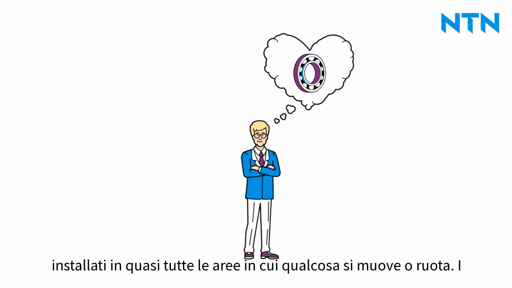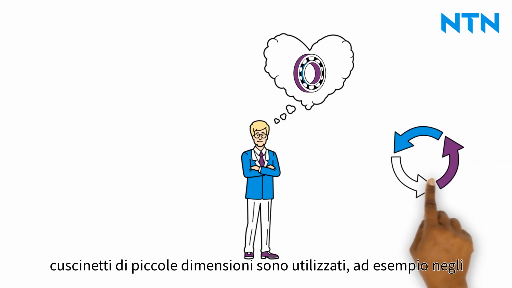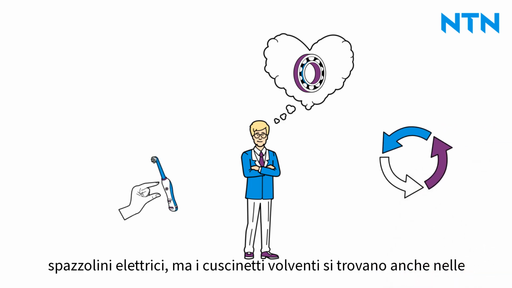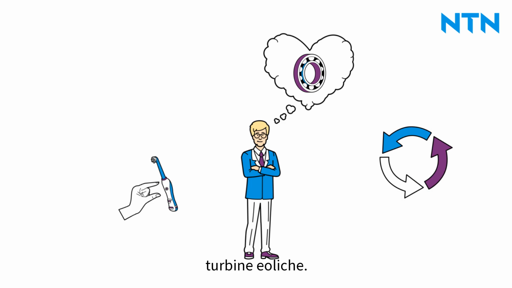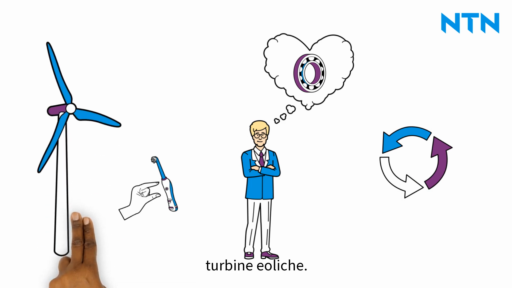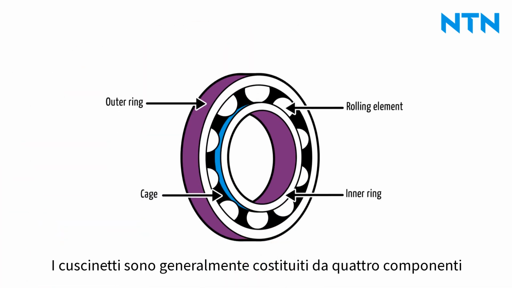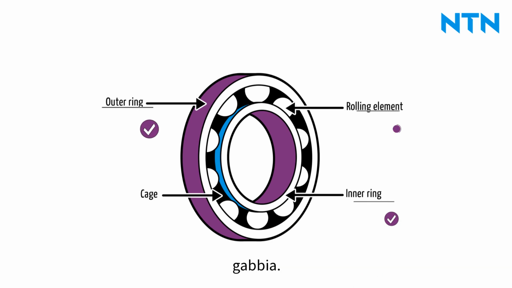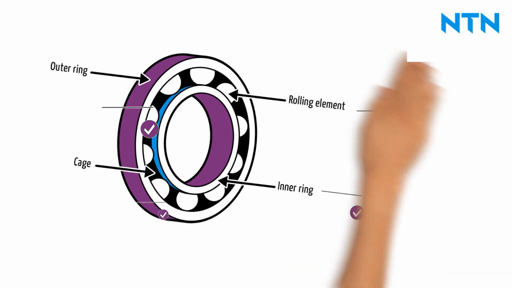"Nowadays, rolling bearings are installed in almost every area where something moves or rotates. Tiny bearings are used in electric toothbrushes, for example, but rolling bearings can also be found in a large wind turbine." Bearings usually consist of 4 main components: an inner ring, an outer ring, the rolling elements, and a cage.